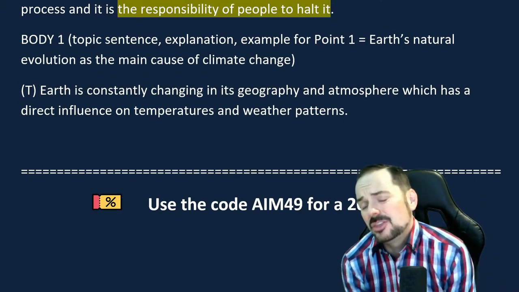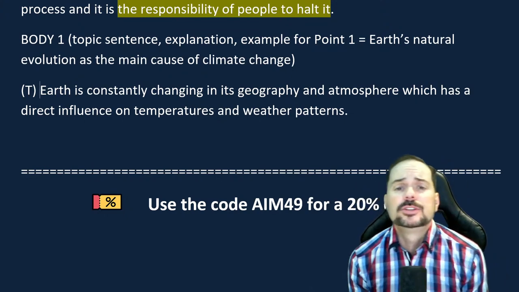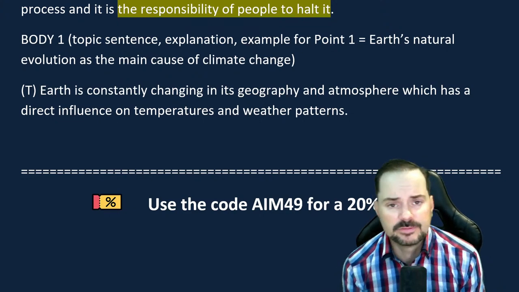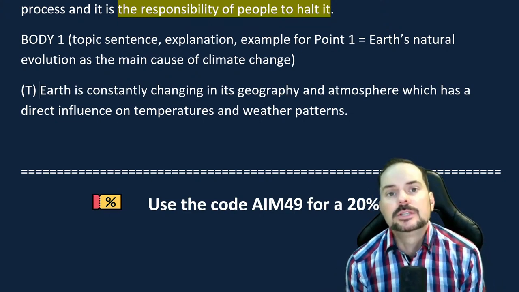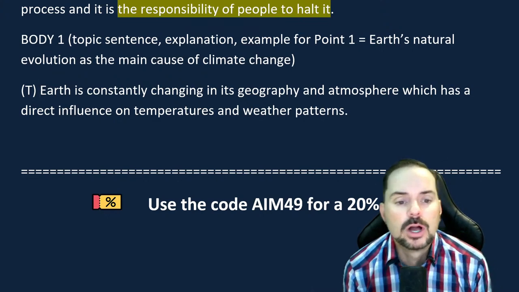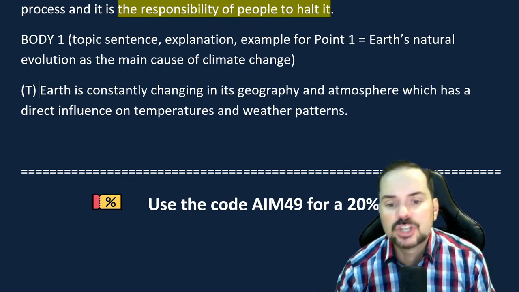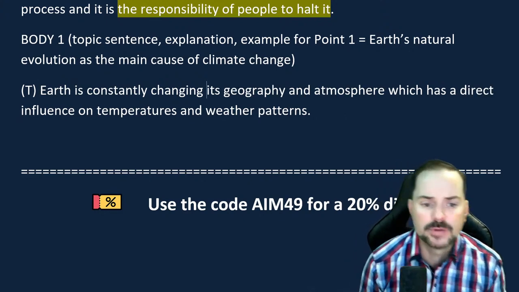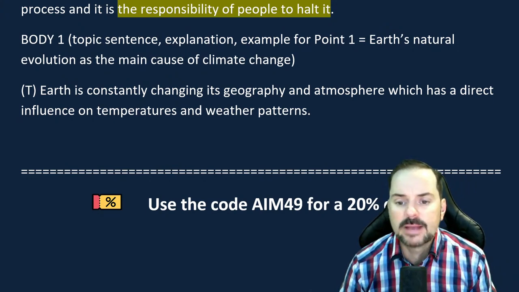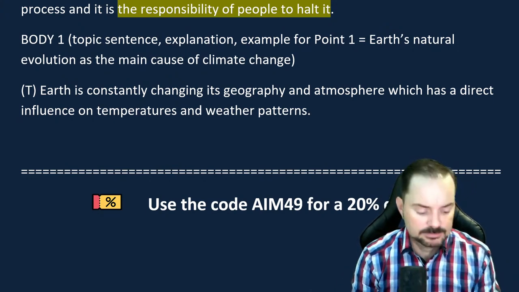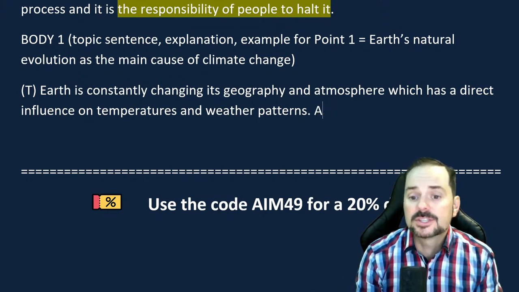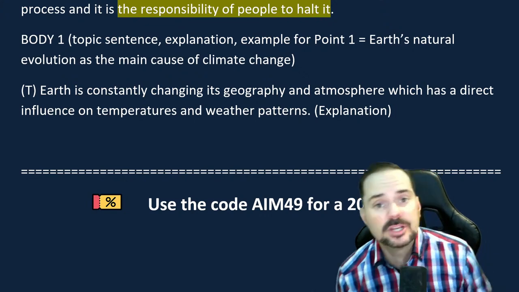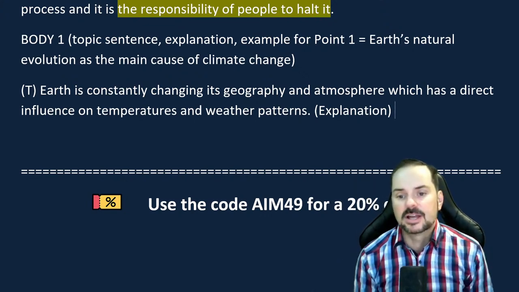Again, it's IELTS. I can think more about this and go into deeper discourse, but let's keep in mind it's a 300 to 350 word essay for that band 8, band 9. So I don't need to turn into a full-on scientist here. So Earth is constantly changing its geography and atmosphere, which has a direct influence on temperature and weather patterns. And then this is the explanation. Okay. And this is my explanation. Some people might not agree with it, but I think it's a valid one.